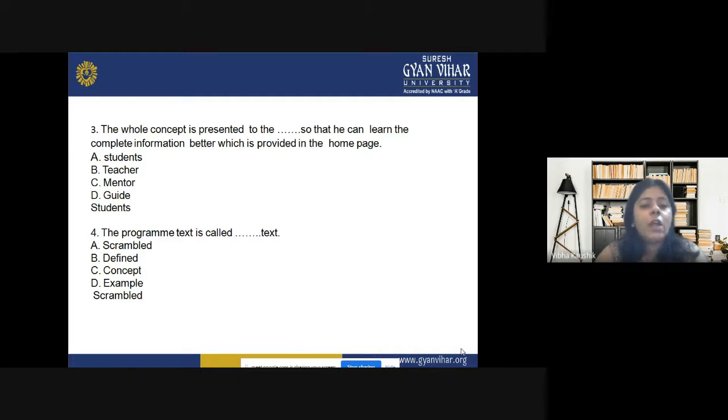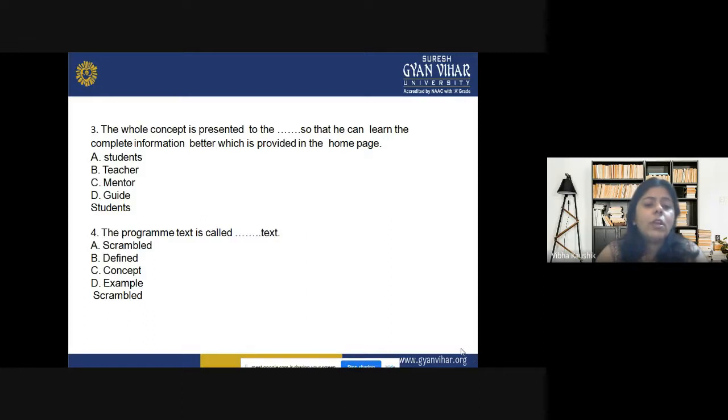Now the options are A, students, B, teacher, C, mentor, or D, guide. Now you have to select the correct one on the basis of the given choices, and the correct answer will be option A, that is students. So the whole concept, the whole information is presented to the students.